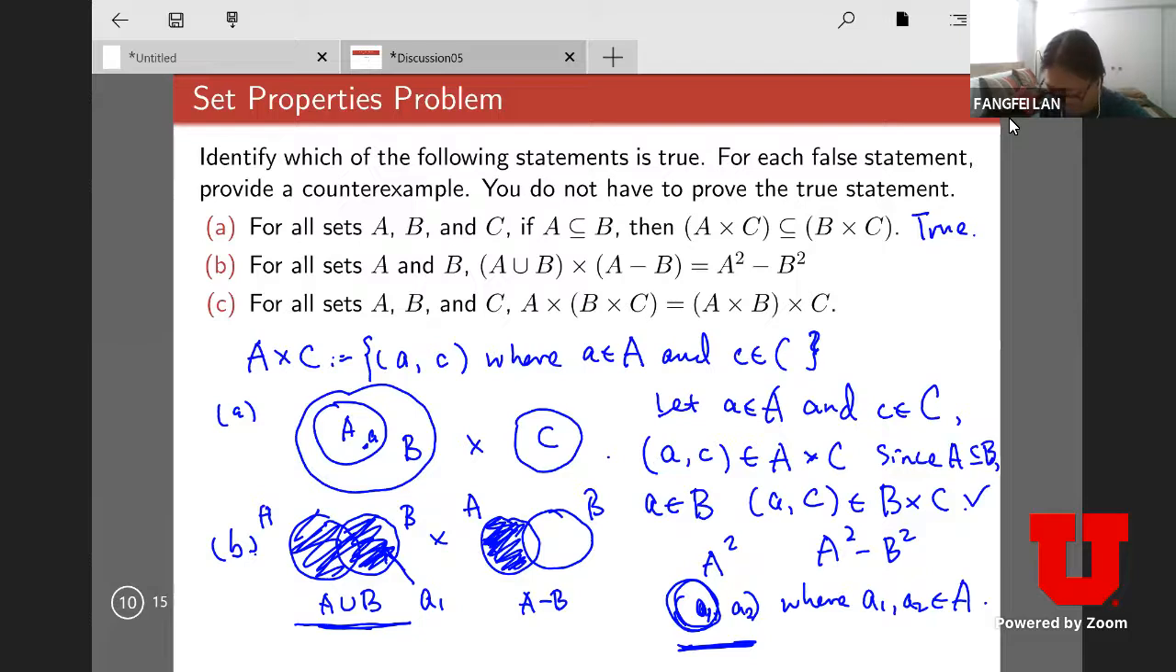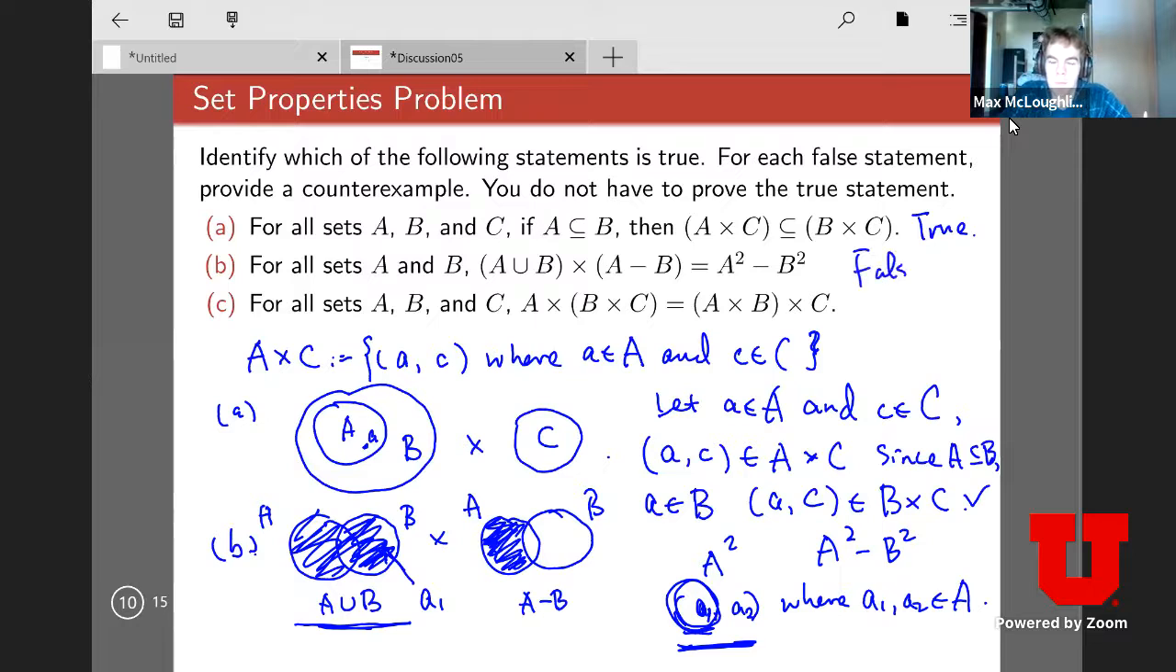So basically we're saying on the right-hand side, the first element of the tuple has to be in A. But on the left-hand side, the first element of the tuple can be in B sometimes. That would make it false, right? Right, exactly. Does that make sense? Hopefully that does.